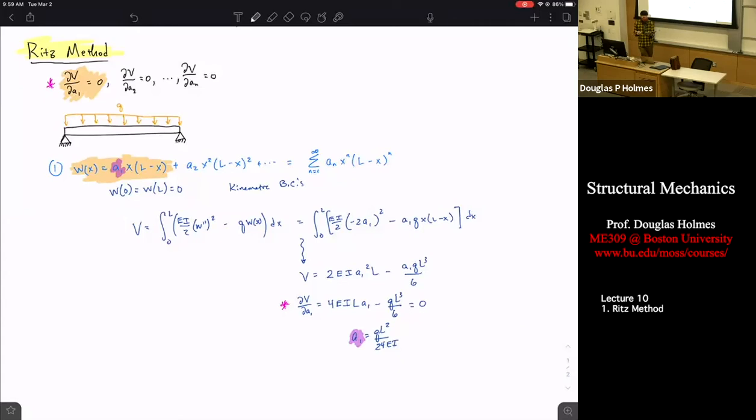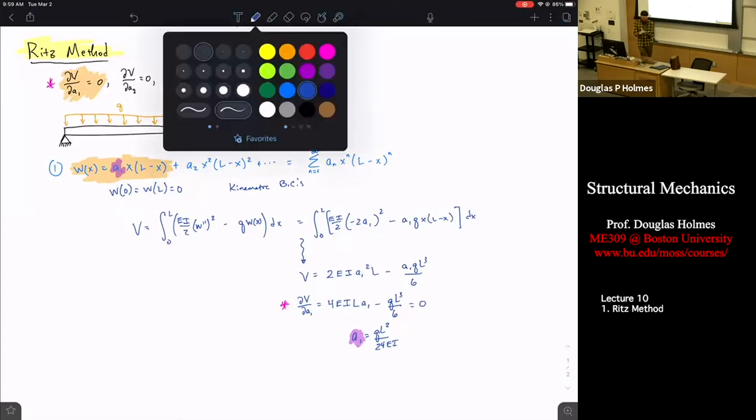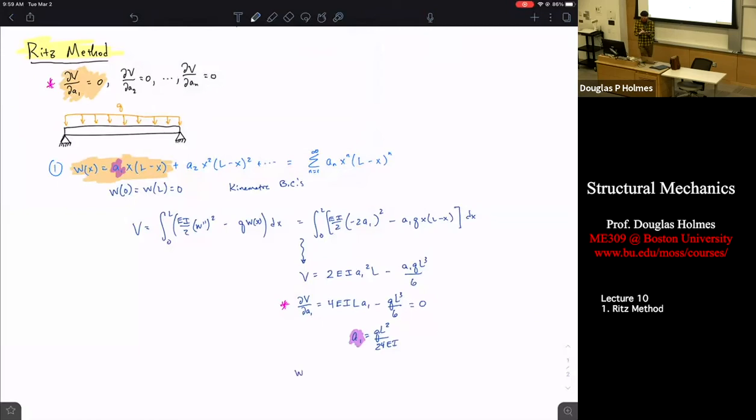So to find the maximum deflection, we insert this back into W, such that W of X should equal QL squared over 24 EI times X times L minus X. That's our answer. And then I asked you for W at L over 2, which is the W max, which should equal Q times L to the 4th over 96 EI.